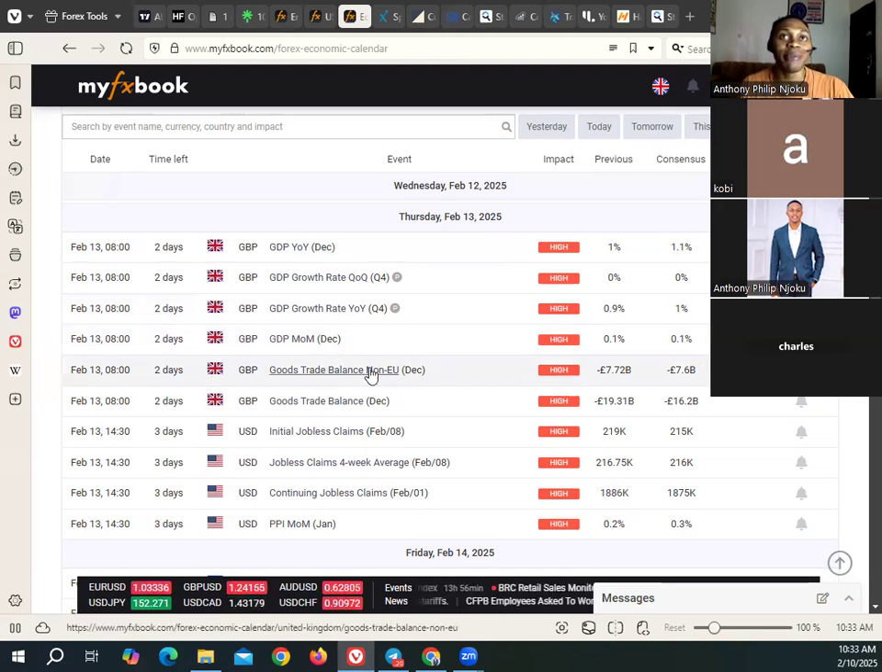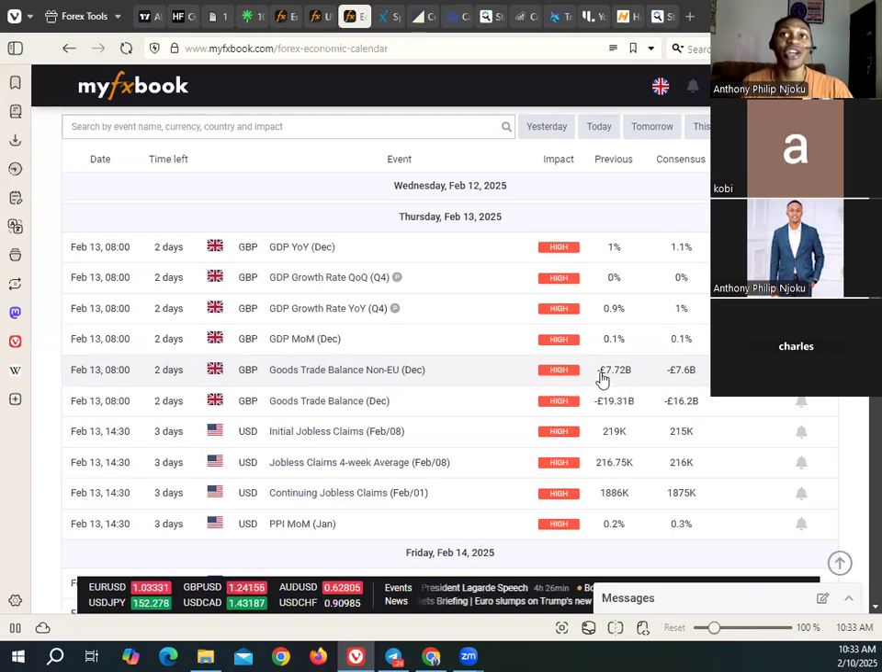Then the good trade balance non-EU. This has to do with total imports minus total exports. Non-EU means non-European Union countries. So it has to do with the trades they did with non-European Union, outside Spain, outside Germany, all these European Union countries. Let's say they did trades with China, they did trades with Japan. These are the good trade balance figures for it. So are they in surplus or are they in deficit? If they are in surplus, it is good for the currency. If they are in deficit, it is bad for the currency.